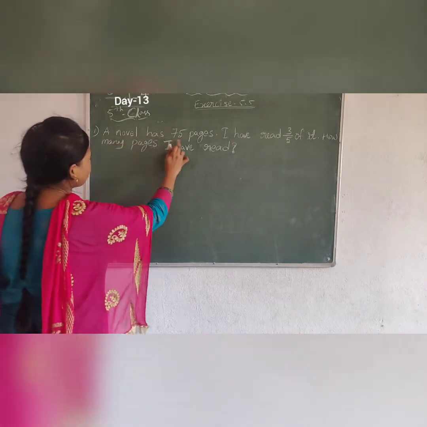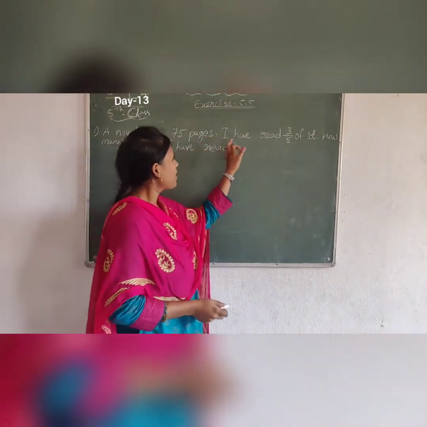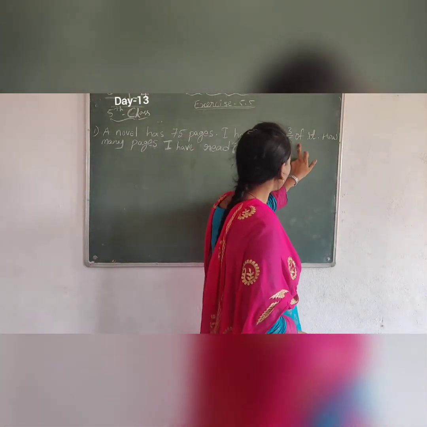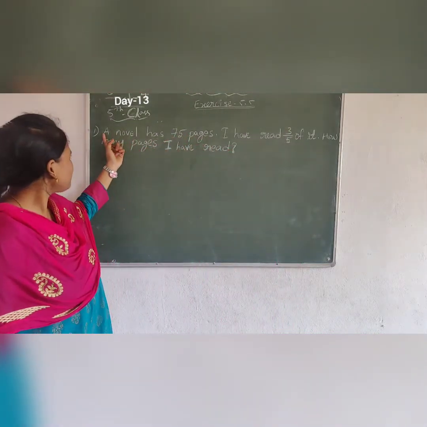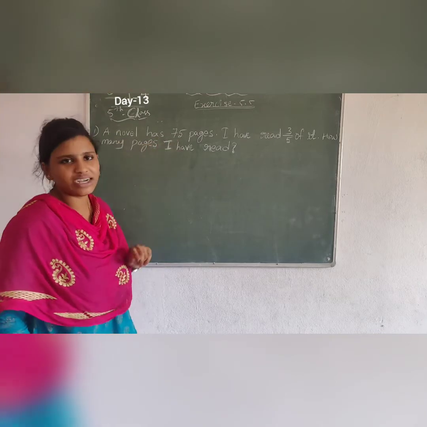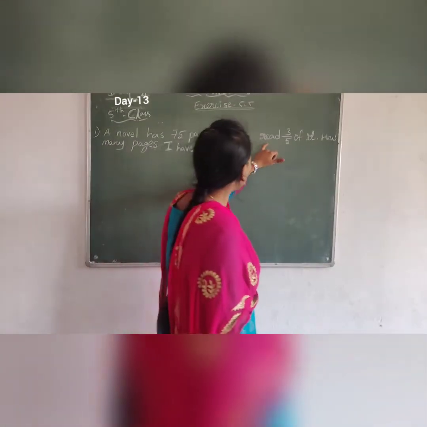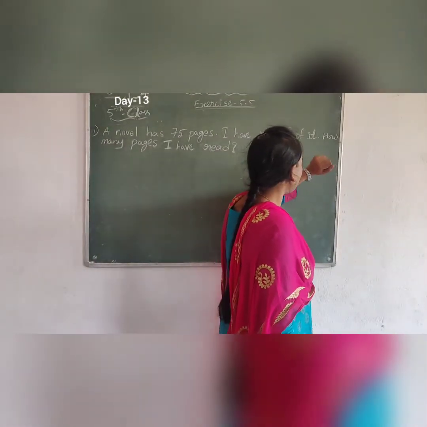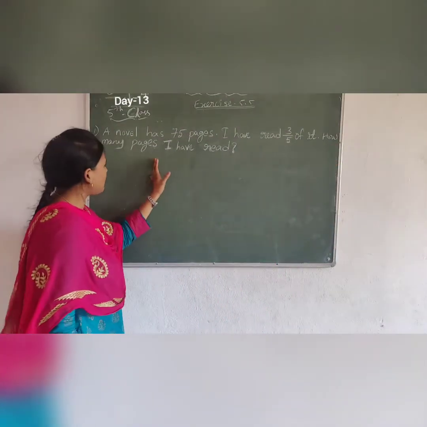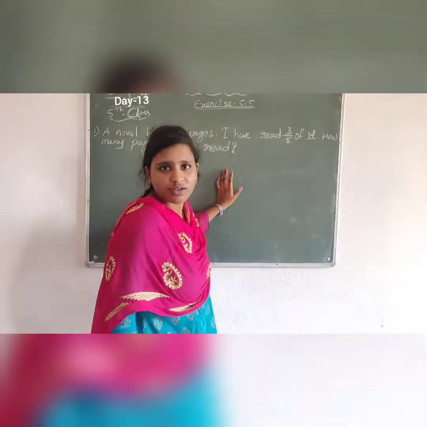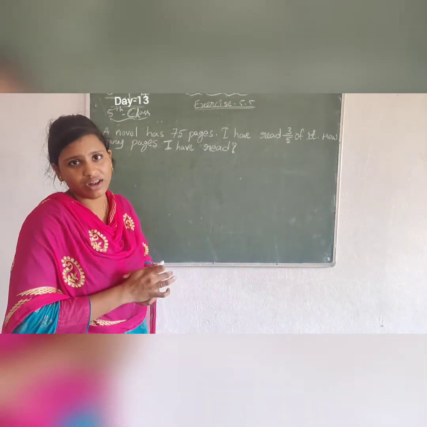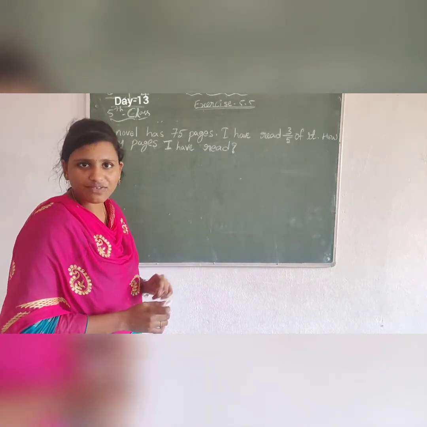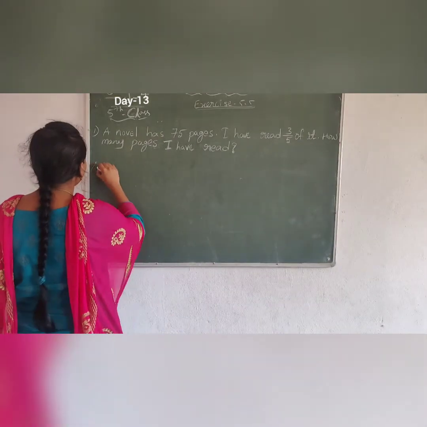A novel has 75 pages. I have read 3 by 5 of it. How many pages have I read? First see how many pages are in the novel. Tell me, 75 pages. So first write down the given part.